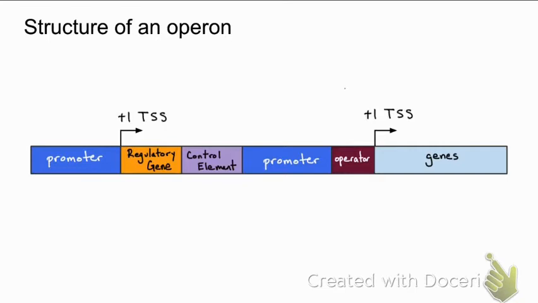Now, one last thing to note here is that these arrows that I'm showing right downstream of the promoters are what's known as the transcriptional start sites. These transcriptional start sites are where the first nucleotide of mRNA will be produced during the process of transcription.